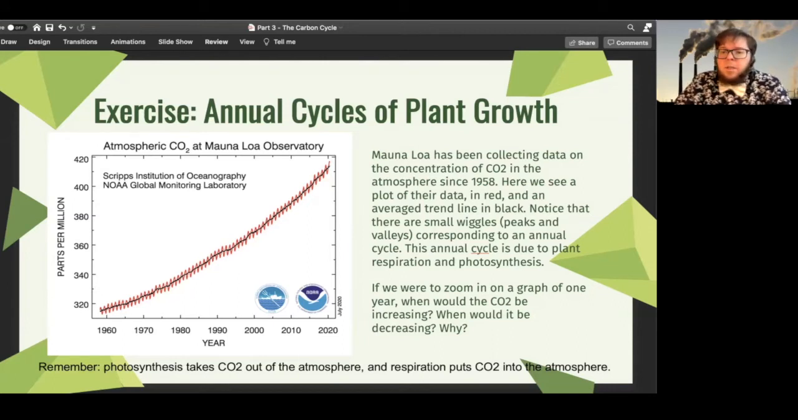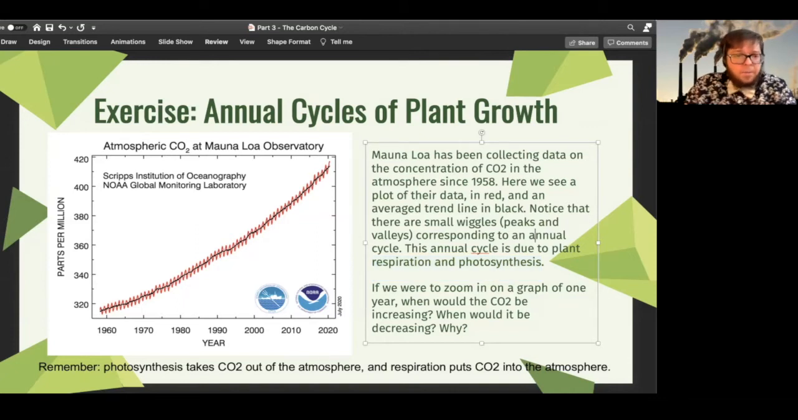So here we see a plot of their data in red. The red squiggly line is their actual concentration data measured in parts per million. And then the average trend line in black, right? So the wiggles in the line correspond to an annual cycle. And we were just talking about plant respiration and photosynthesis. That's what that annual cycle is. So during part of the year, the plants are photosynthesizing more, and so there's a net loss of carbon from the atmosphere. And during a different part of the year, the plants are respiring more, and so there's a net gain of carbon into the atmosphere.